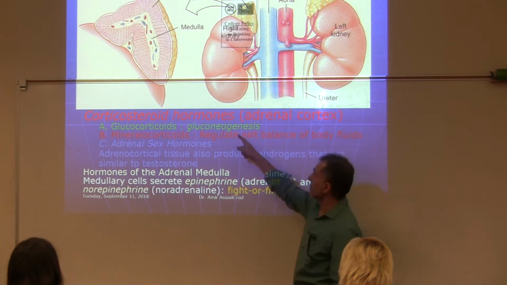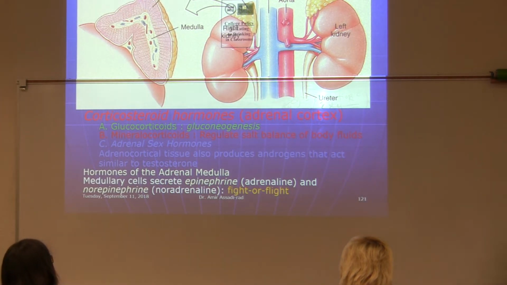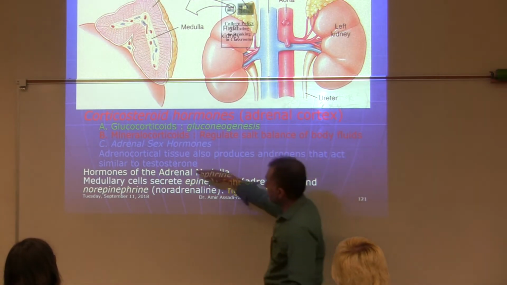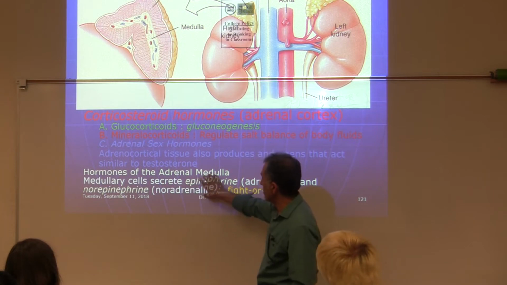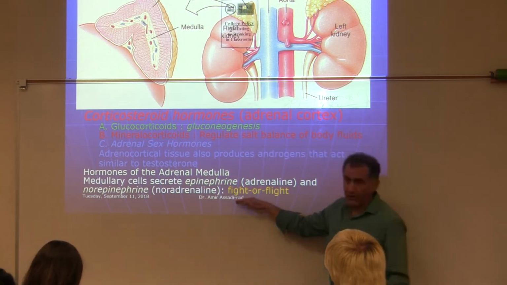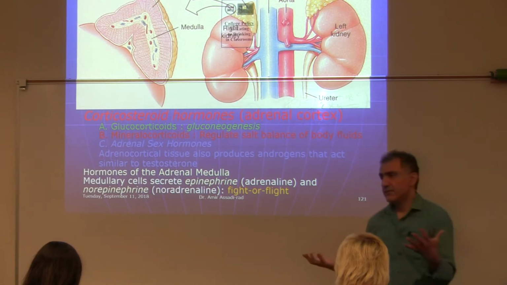The cortisol hormone is a steroid hormone that the adrenal cortex makes, A, B, C, D. I gave it to you. These are the hormones I'm hoping you would know. And then the hormone of the adrenal gland is fight or flight, adrenaline. I don't know if you've heard of this.